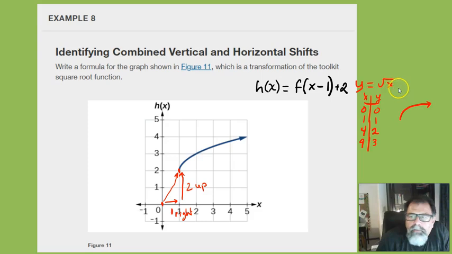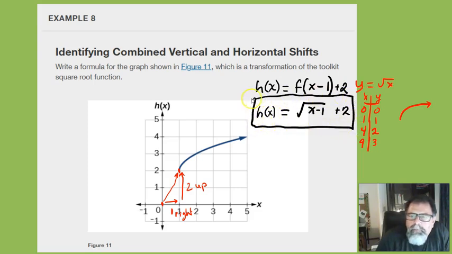And our toolkit function is the square root of x, so we're going to put the x minus 1 on the inside for the radicand, for the x, and then the +2 outside. Right, so that will be our answer if we want the formula for that square root function.